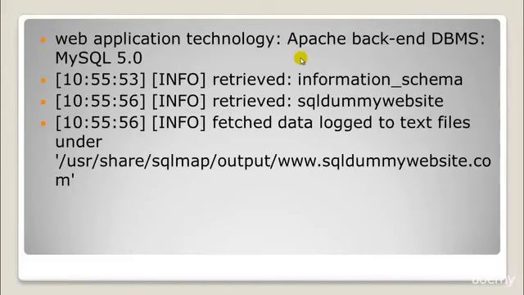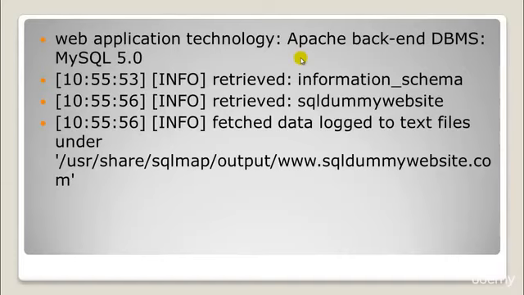These are the things you will see when you run that. Apache, backend database MySQL 5.0. Retrieved information schema, retrieved SQL dummy website, fetched data logged to text under the user share SQL map output, www.xyz.com or the SQL dummy website.com. This means that it has a Linux or a Unix system. So now we have two databases that we can look into. Information schema is a standard database for almost every MySQL database, so we don't need to worry about it. Our interest here would be the SQL dummy website database.